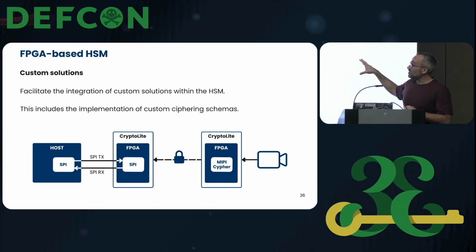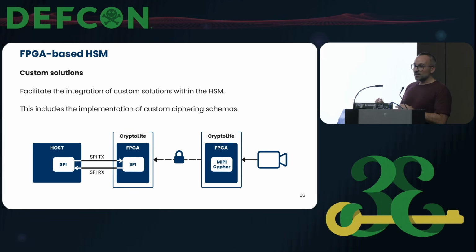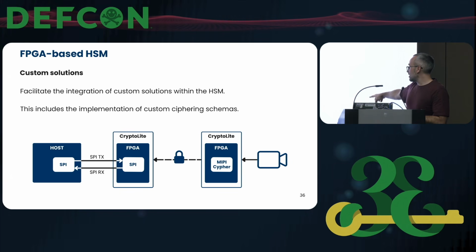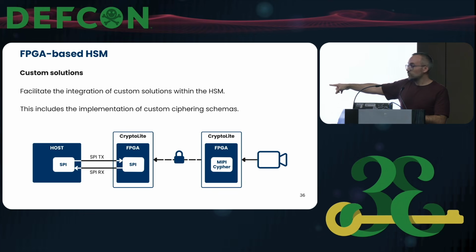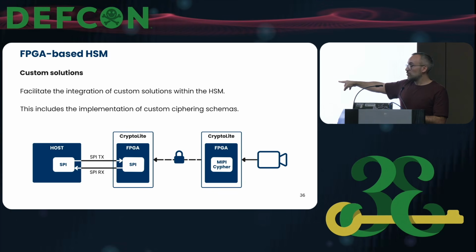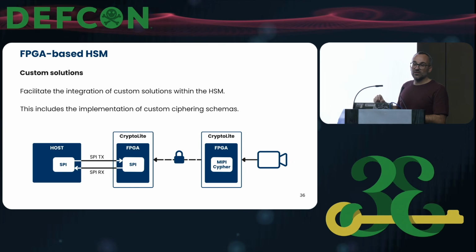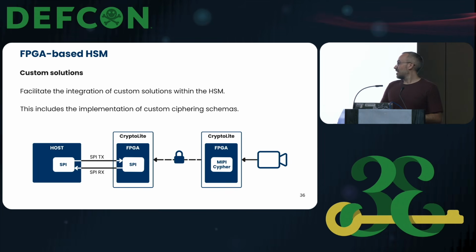The use of this kind of HSM also allows us to create very customized solutions. In this case, I created a very simple example. I have a camera connected through MIPI to one Cryptolite, and then the communication with the host will be encrypted. On the host side, I can add another Cryptolite in order to decrypt the data and talk with the host using an SPI interface at 50 megabits per second.